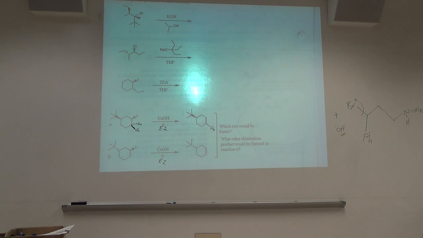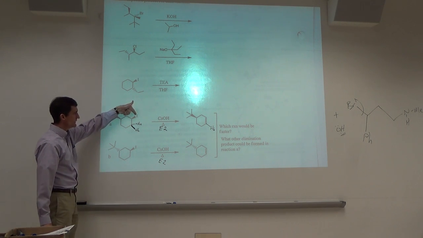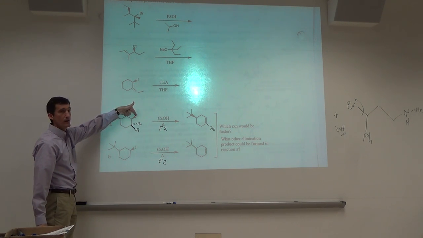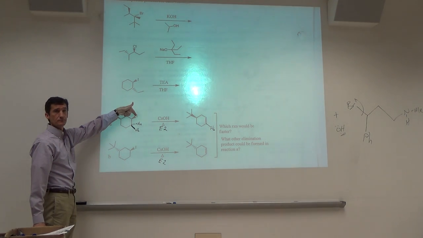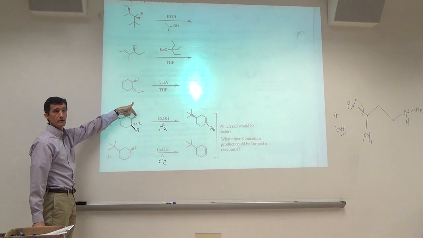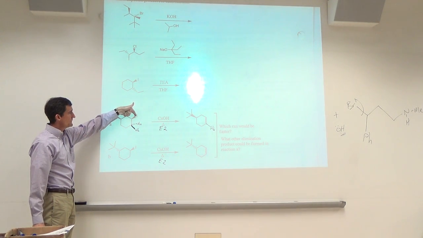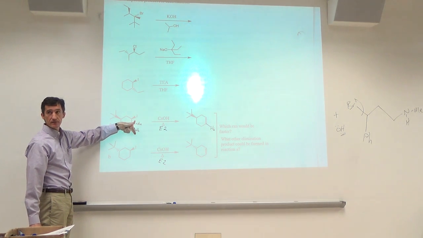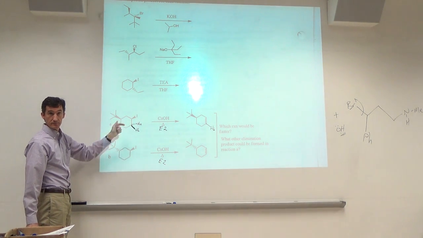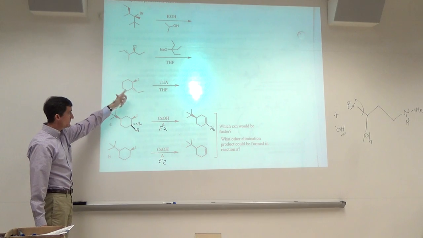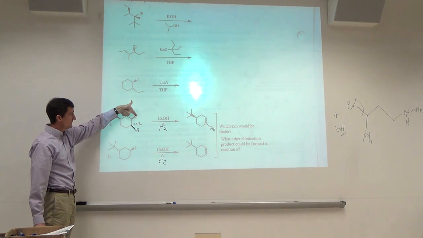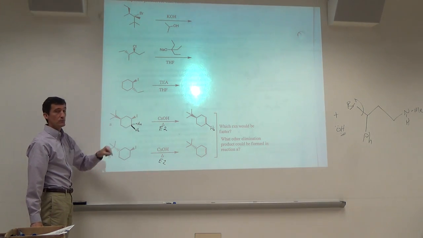Somebody have an idea which would be faster? What do we know about the requirements of this reaction? The leaving group must be what? It must be axial. Why must it be axial? Because only when this is axial will a beta hydrogen be anticoplanar. And when this is axial, HA will be anticoplanar.